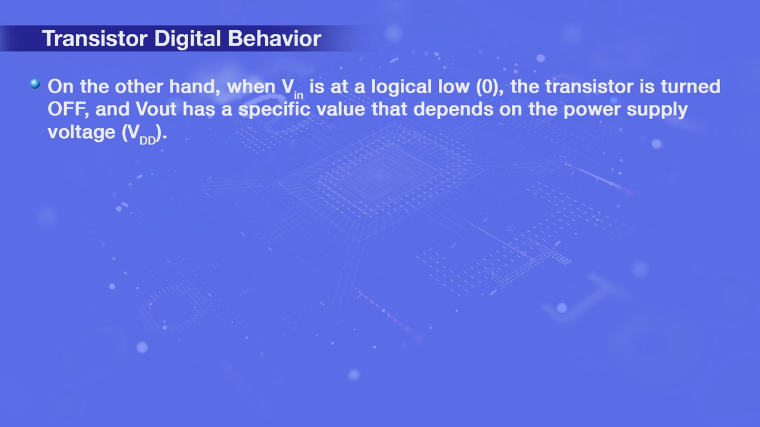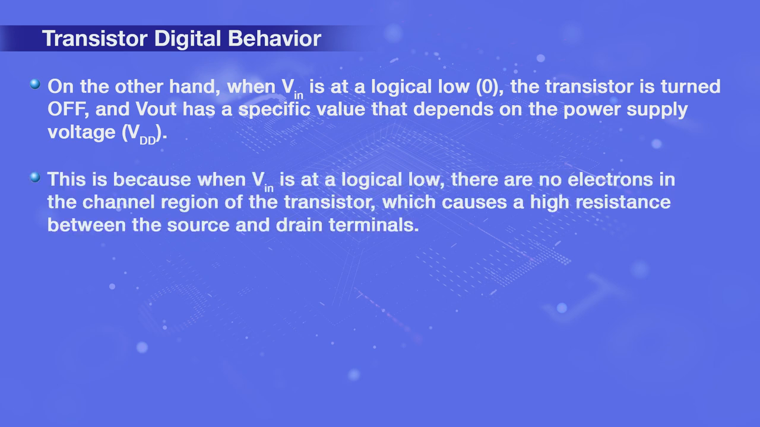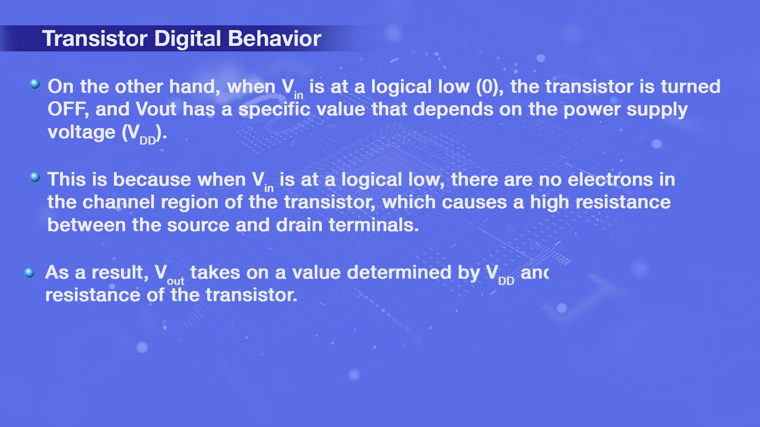These electrons then flow through the channel, causing a low voltage output at the drain terminal, that is Vout. On the other hand, when Vin is at logic low, that is logic zero, the transistor is turned off and Vout has a specific value that depends upon the power supply, that is VDD. This is because when Vin is at logic low, there are no electrons in the channel region of the transistor, which causes a high resistance between source and drain terminals. As a result, Vout takes on a value determined by VDD and the internal resistance of the transistor.